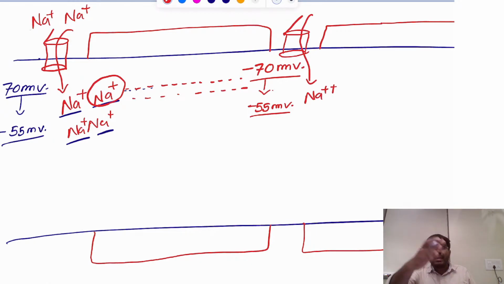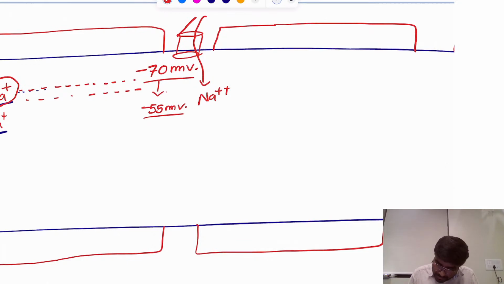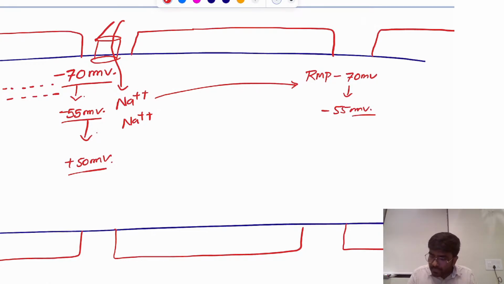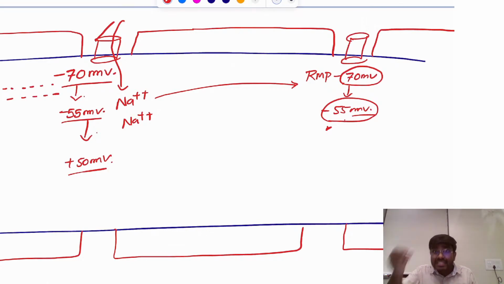See, the positive ions are flowing. The sodium came in, bringing minus 55 to plus 15 millivolts. That is depolarization. Now, what will this sodium do? Here, the resting membrane potential is minus 70 millivolts. Some sodium will come to this surrounding area, bringing minus 70 to minus 55 millivolts, so threshold potential is attained. When the threshold potential is attained, what happened to the voltage gated sodium channels in this part of the neuron?